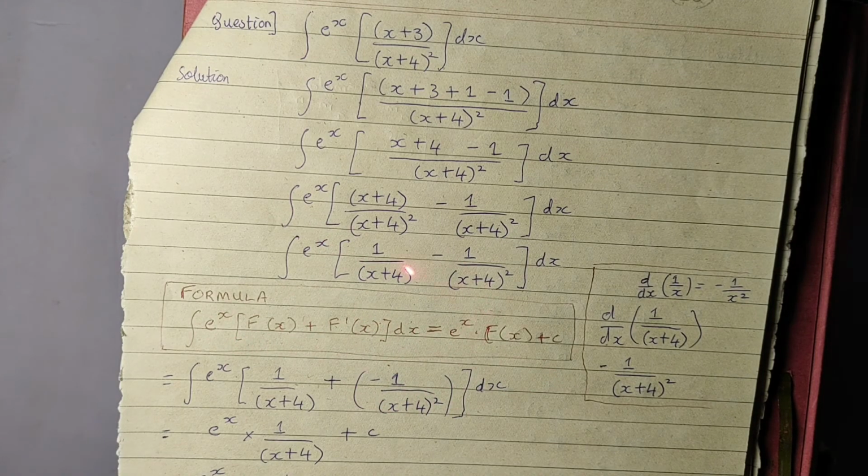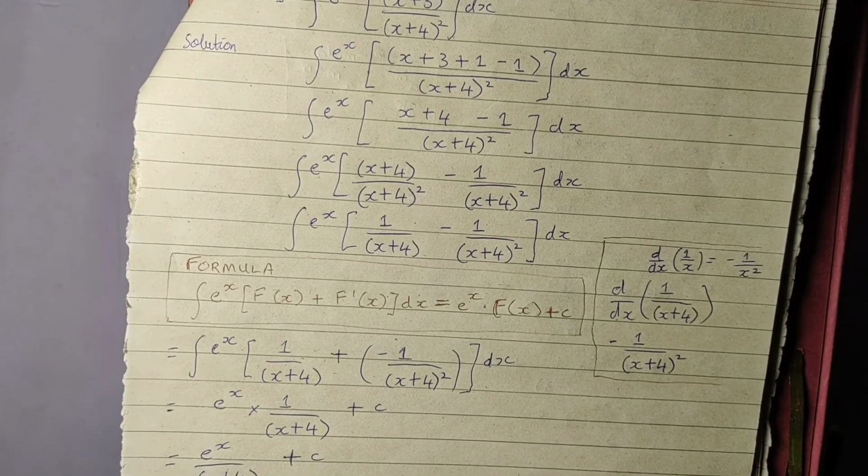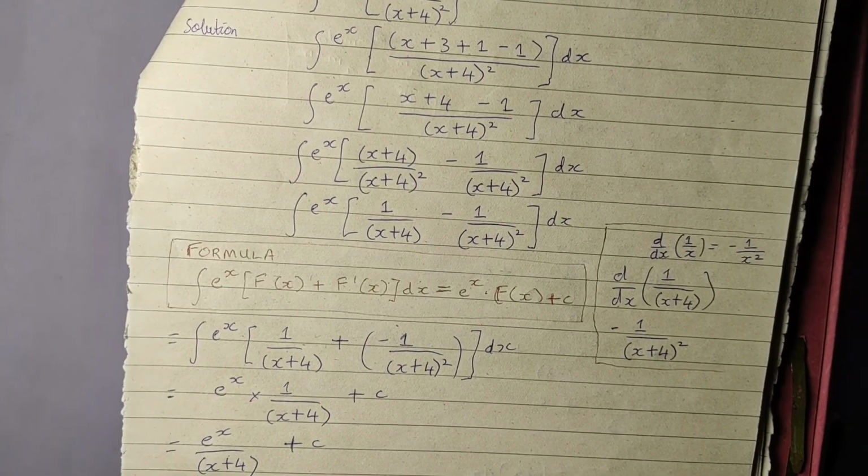So instead of doing several steps, this is an important corollary: the integral of e raised to x, f of x plus f dash of x dx is equal to e raised to x, f of x plus c. Okay, this working you have to show in the examination. Now we will be proceeding further. So you can see this has got converted, and you can put f of x directly.